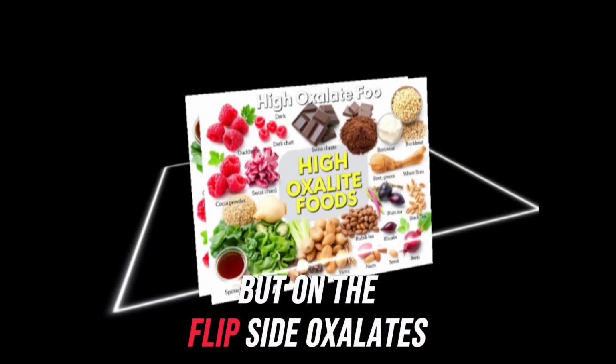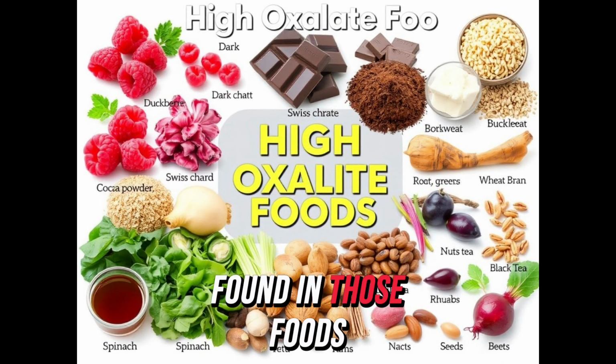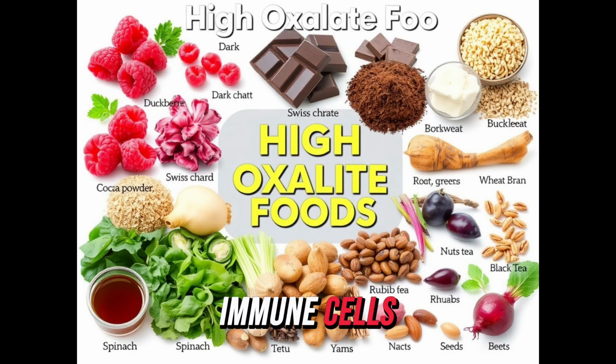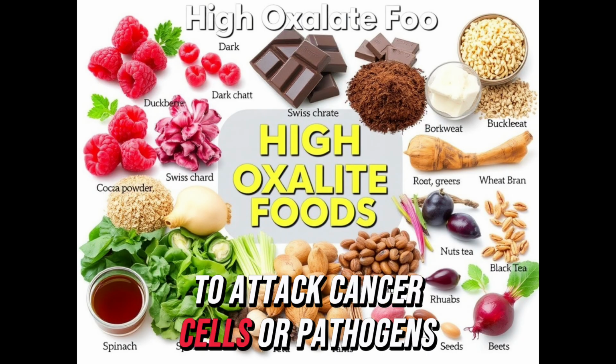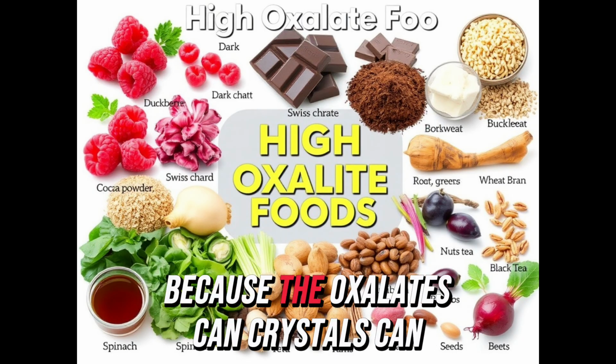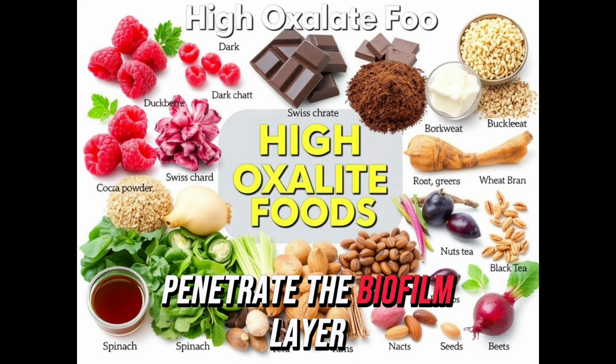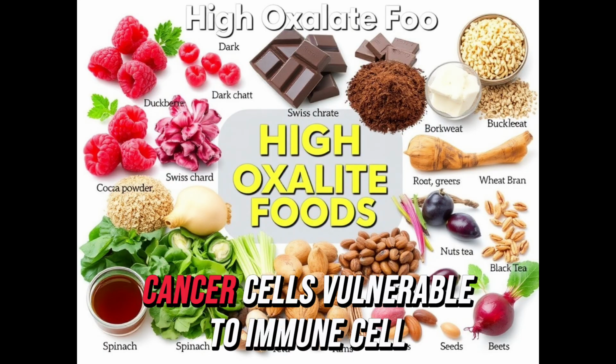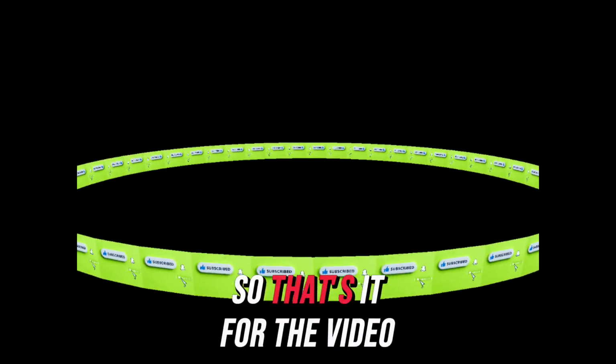But on the flip side, oxalates found in those foods can actually support and help immune cells to attack cancer cells or pathogens, because the oxalate crystals can penetrate the biofilm layer, leaving the cancer cells vulnerable to immune cell attack. So that's it for the video.